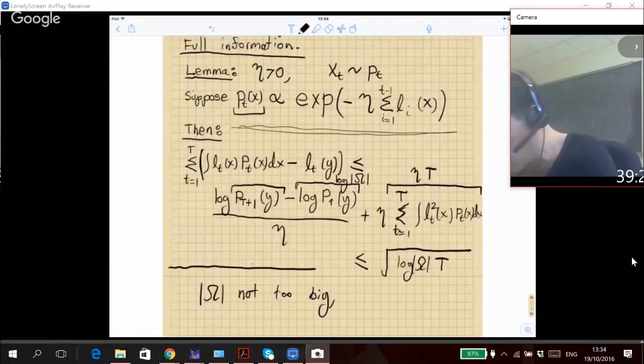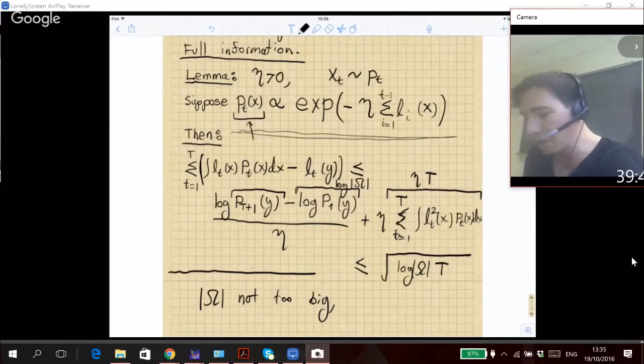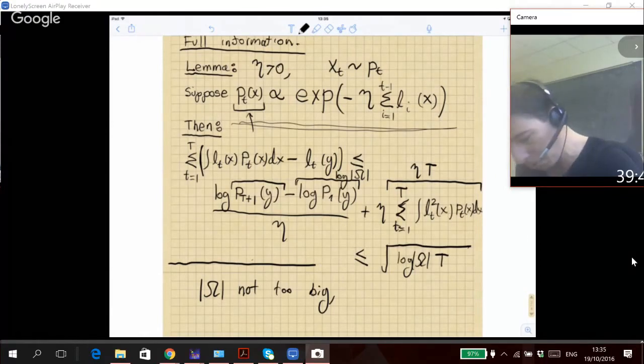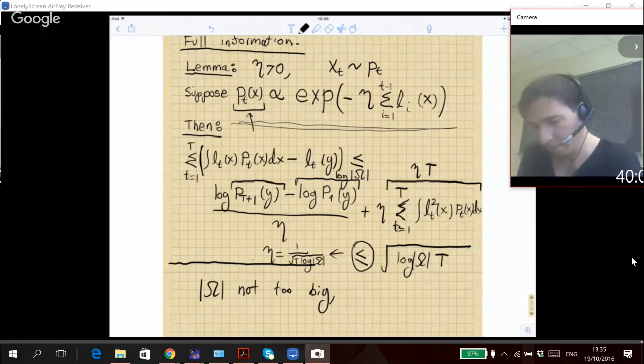So the point is, if we have the expert setting, then we can actually construct this pt of x. But we somehow need to magically also know eta. So eta is something we pick beforehand. In order to know eta, this is true for the choice eta equal to 1 over square root of t log size of omega, I think for the discrete setting. So how can we pick eta?